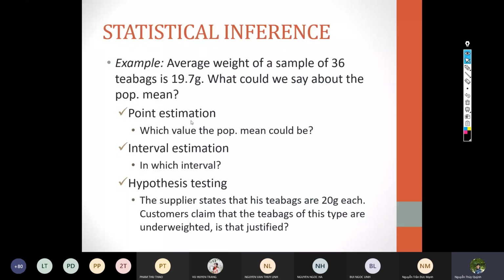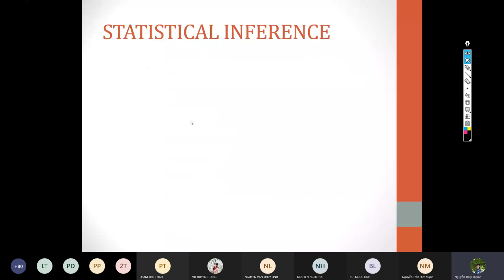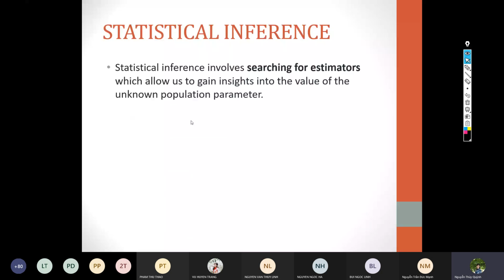But before that, we want to talk more about statistical inference. Like we said, we have two tasks in statistical inference, and the main purpose of those tasks is searching for estimators that allow us to gain information or insight into the value of the unknown parameters.